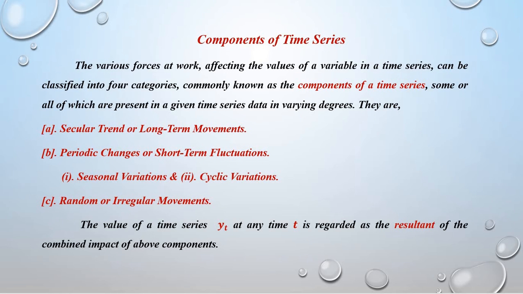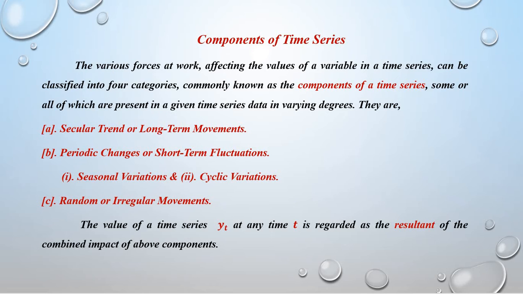So there are different components of time series. The various forces at work affecting the values of a variable in a time series can be classified into 4 categories, commonly known as the components of a time series, some or all of which are present in a given time series in varying degrees. They are secular trend or long-term movements, periodic changes or short-term fluctuations. Again, periodic changes are classified into 2 categories, seasonal variations and cyclical variations. And the final component is the random or irregular movements.